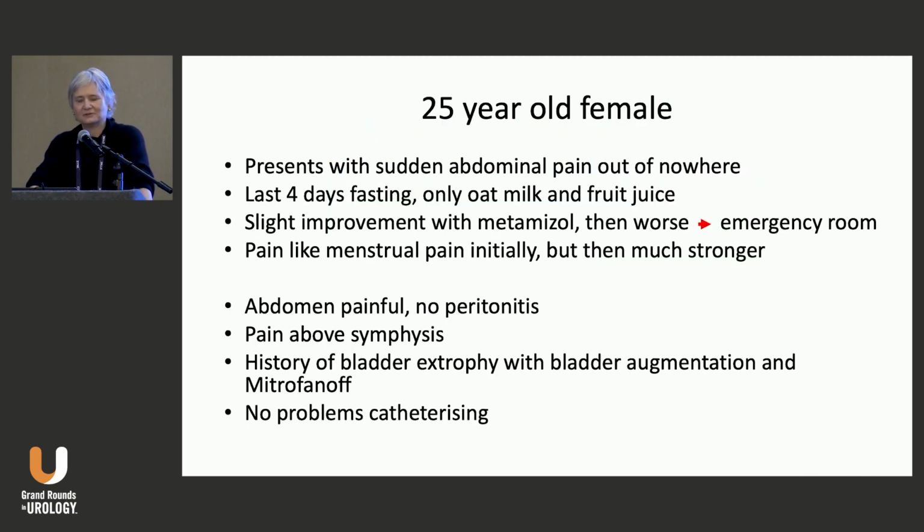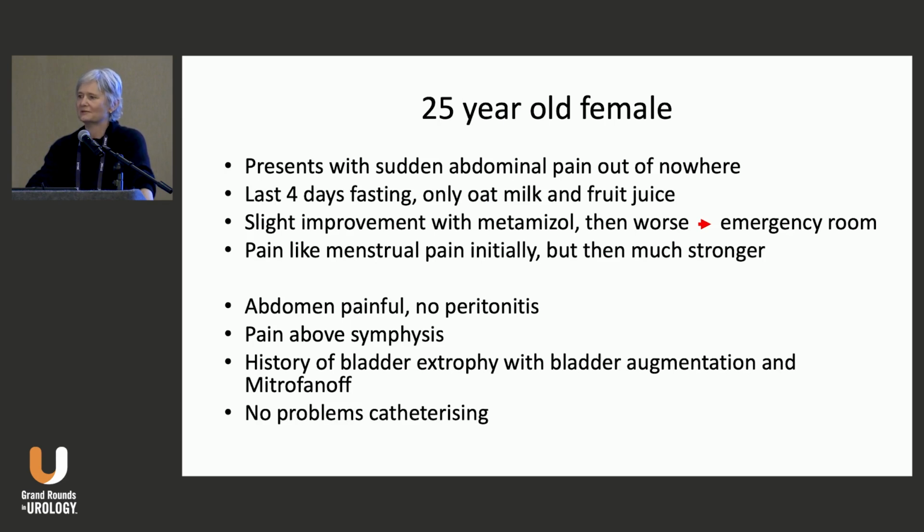A recent referral, 25-year-old female. She presents with sudden abdominal pain out of nowhere. Nothing remarkable, except she's one of these people that's going on fasting. She only was drinking oat milk and fruit juice. She took some metamizole. It helped a bit, but then it got worse again. So she went to the emergency room.